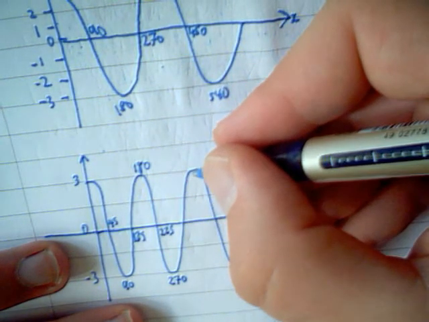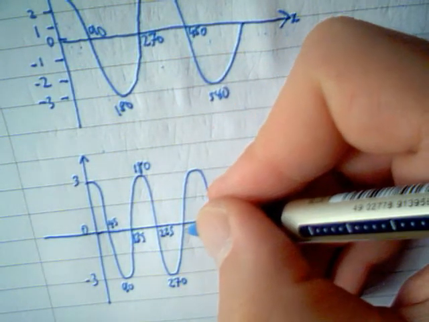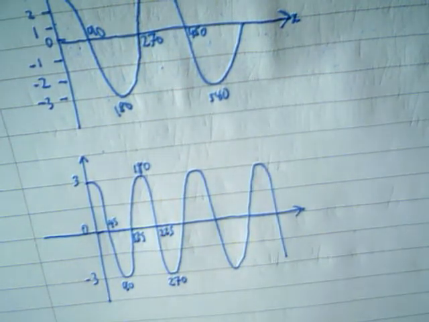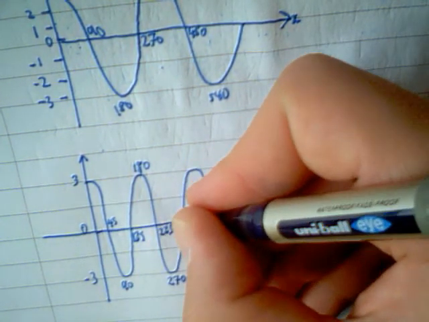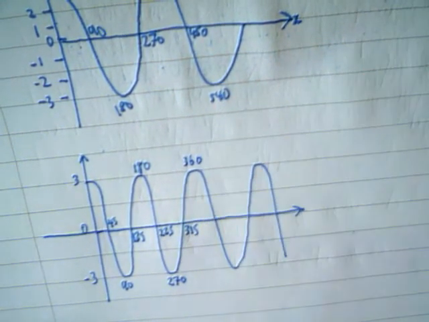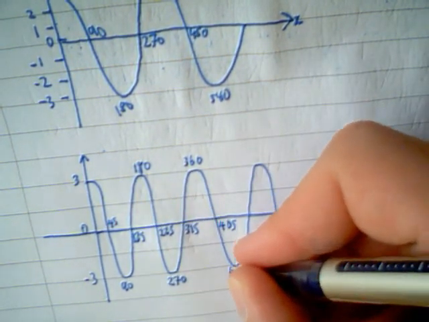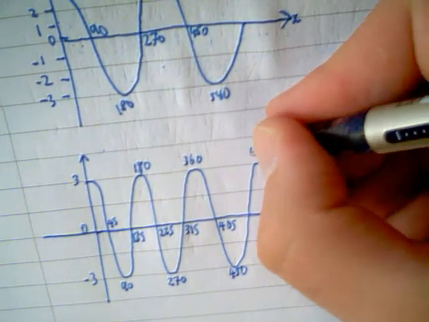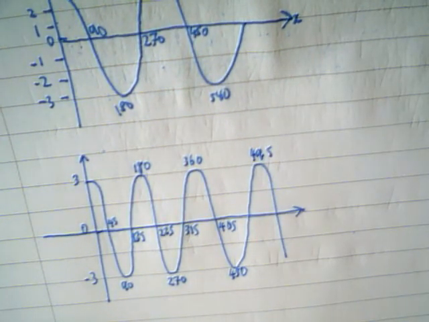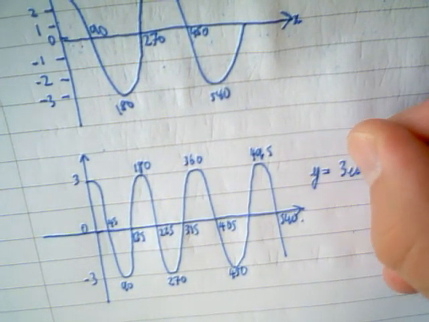And then up here, instead of having it at initially 270, we're just adding on 45 each time, if you can see that. So we add 45 onto 270, we get 315, and then we add 45 again, we get 360, and then we add it on again and we get 405, and then we get 450, and then we get 495, and then we're going to get 540. So this is the graph y equals 3 cos 2x.